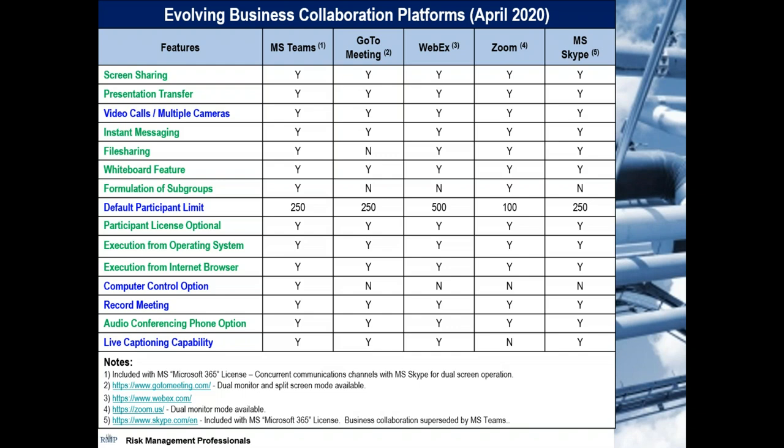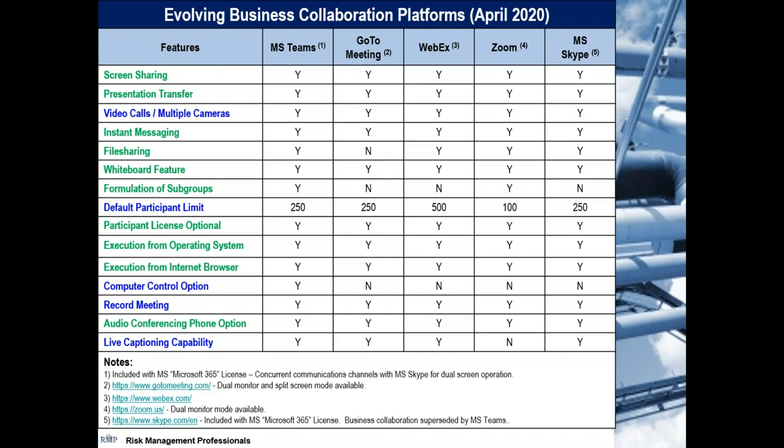So since the tools have a lot of the common features, let's focus on the features. The things that you want for your remote PHA: screen sharing. You've got to communicate the information, both from the scribe facilitator team, and also from other people that may be sharing key process safety information. Being able to transfer those presentation rights back and forth is very critical. We'll actually be doing some of that for our demonstrations in a few minutes.